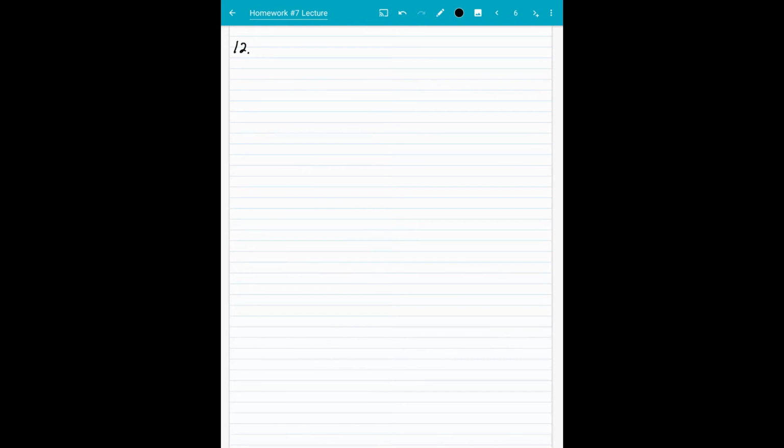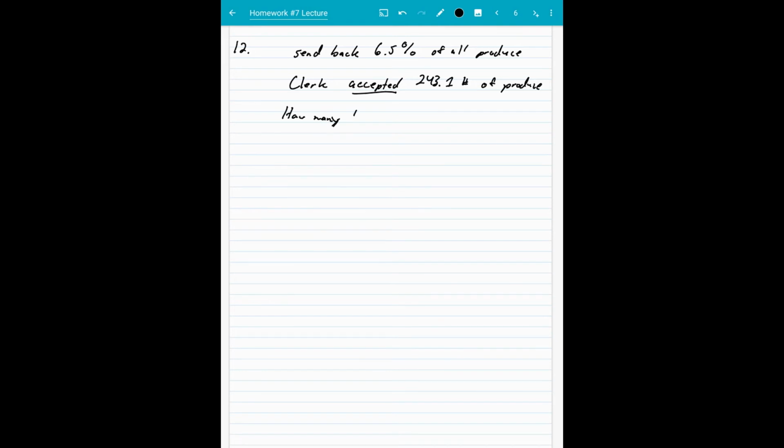12 says the receiving clerk sent back 6.5% of all produce yesterday. It is sent back 6.5% of all received yesterday because it did not meet specifications. If the clerk accepted 243.1 pounds of produce, how many pounds of produce had the clerk originally ordered?